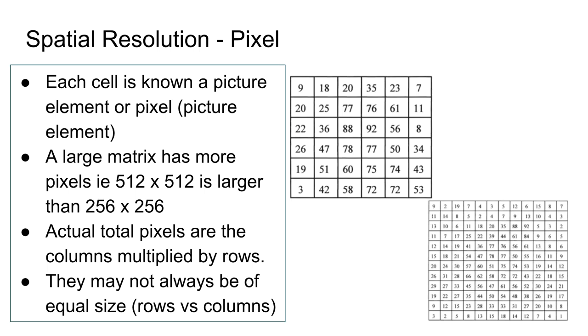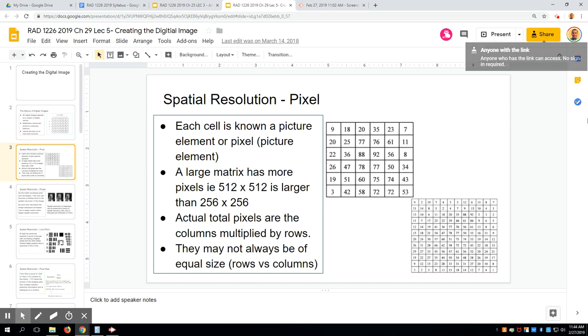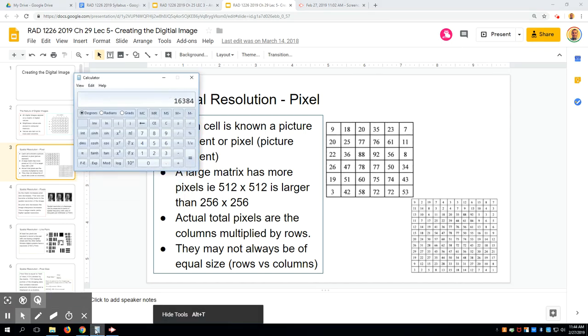So how many pixels do we have? Someone do the math. 512 times 512. Don't you know, it's like 262,153? Actually, I forget what it was. What was it, 512 times 512? 262,144. I was close. Because I've done this 100 times.